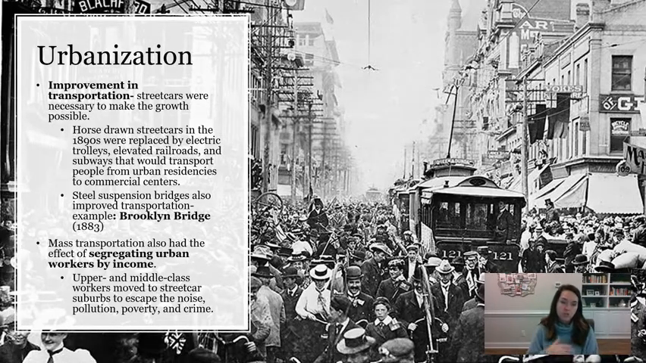So in addition to using steel for skyscrapers, you also had improvements in transportation. Streetcars were helpful in getting people to work and back and forth. Originally, you had horse-drawn streetcars, but they're going to be replaced by electric trolleys. There's going to be elevated railroads. Like in Chicago, their subway is referred to as the L because it's elevated. Even today, subways are going to be built during this time period in order to transport people from the residential areas of cities to the factory portions.